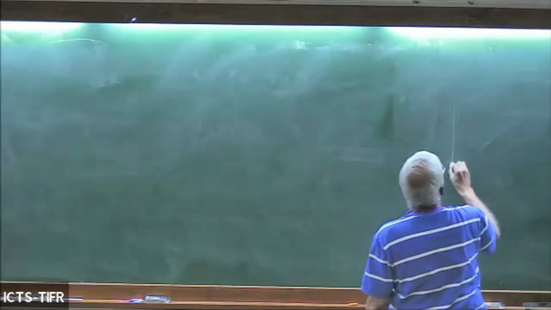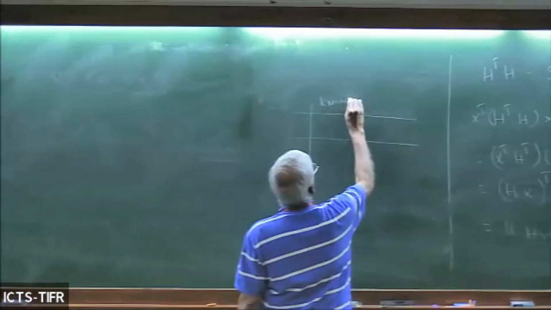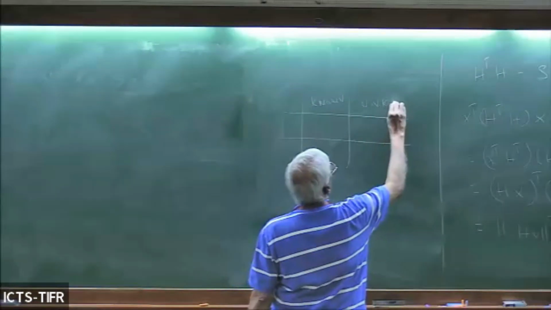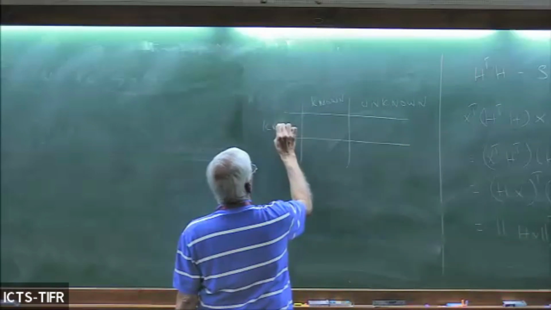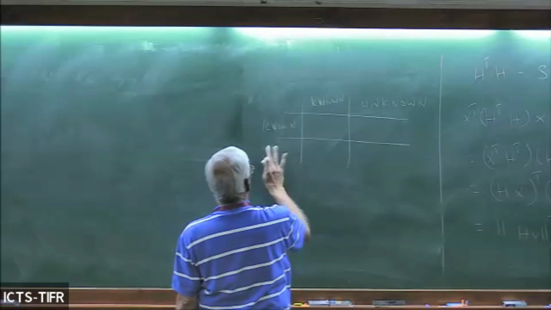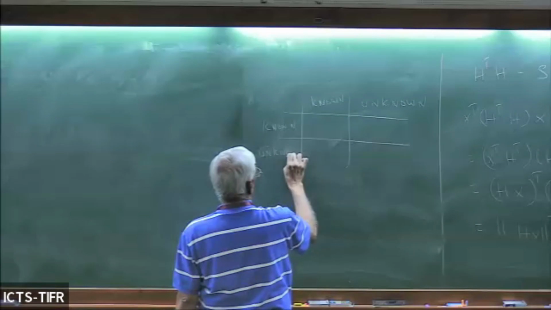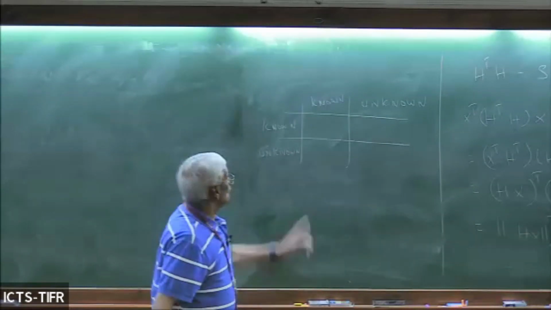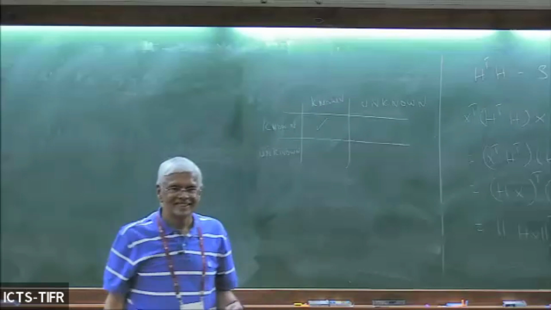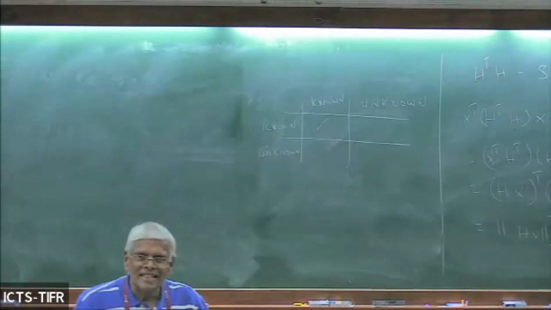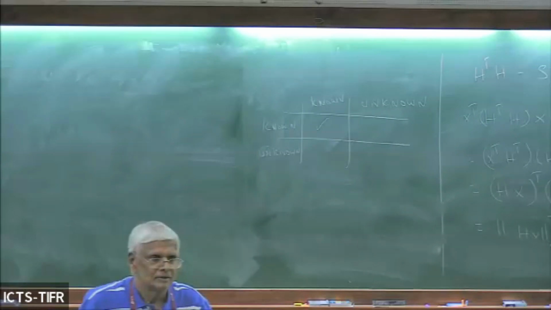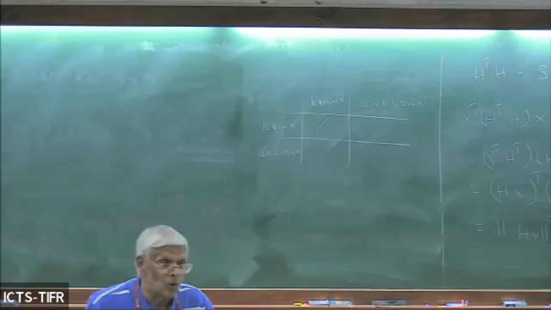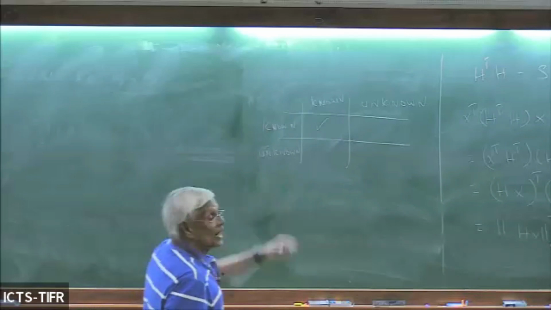So in life, there are knowns, there are unknowns. You should know what you know. People say, yeah, I have heard it, but I forgot it, right? You should know what you know, what you are supposed to know. Known is known. What is known unknown?